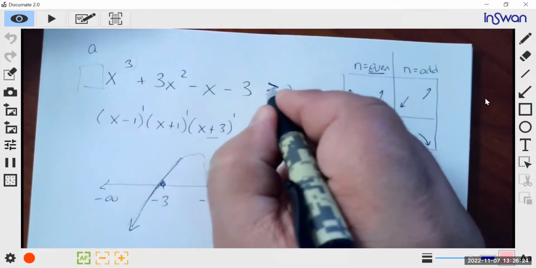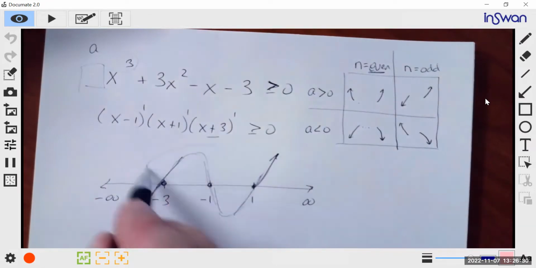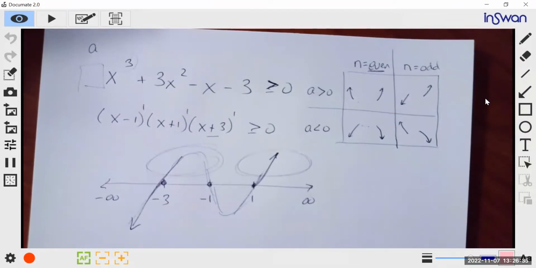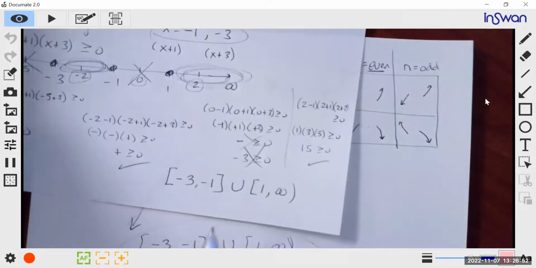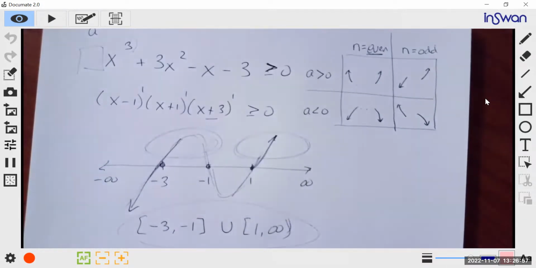We wanted to know, when is it positive? When is it greater than 0? Right here and right here. So it's between -3 and -1, and from 1 to infinity. Which is the same thing we just worked out a second ago. You see, there's a lot of stuff here you guys have to memorize.